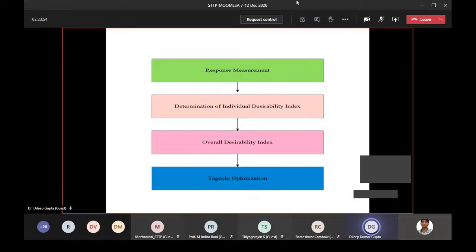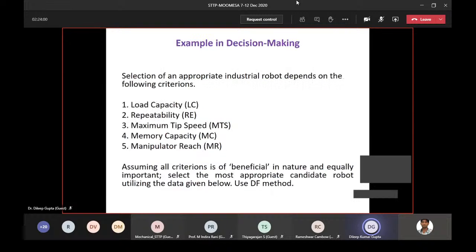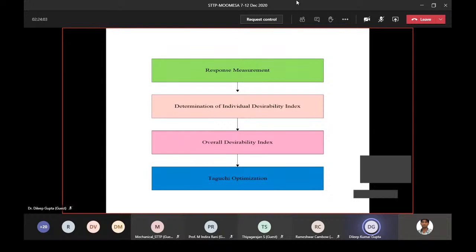So what we do here, if you are talking about the steps, the response has to be measured first. Once the response has been measured, then we can have the desirability value index. So determination of desirability index for individual alternative and respective criteria. Somehow it is kind of the normalized table which we have used in the previous case, right? And that is why the whole data has been converted to 0 to 1. So finding a desirability index is similar to the normalization of the table in the previous case.